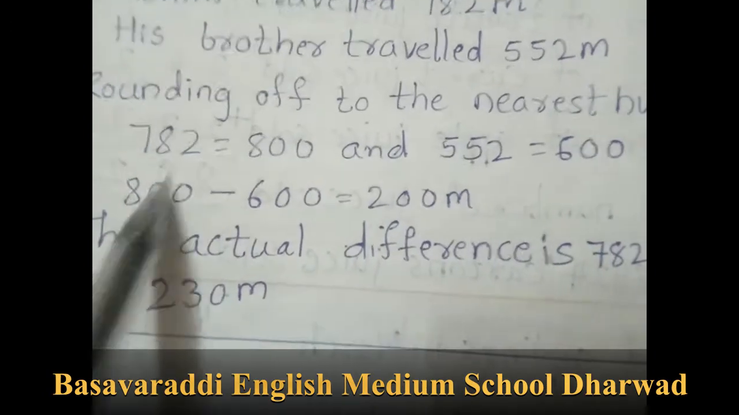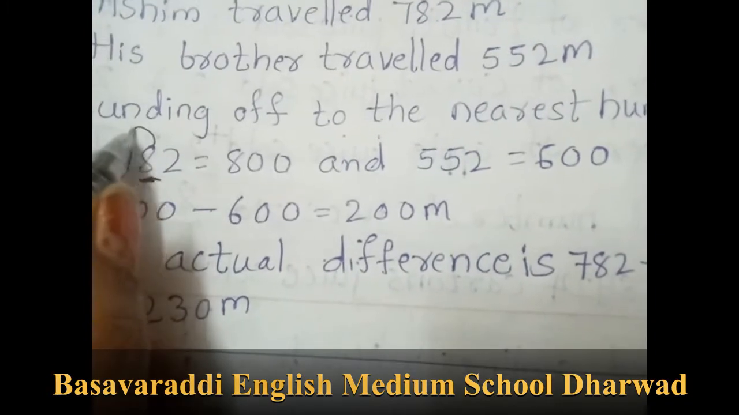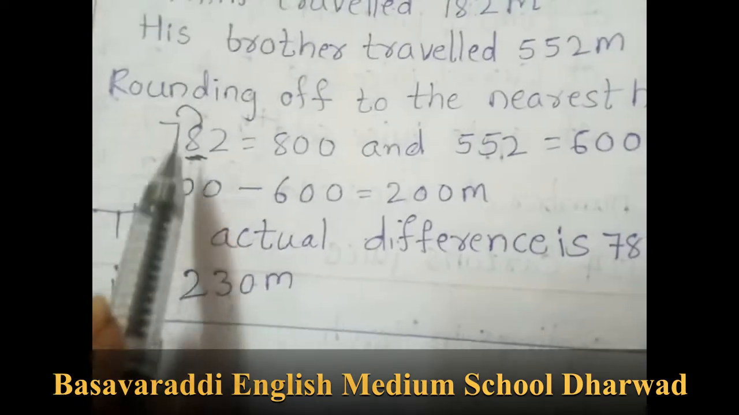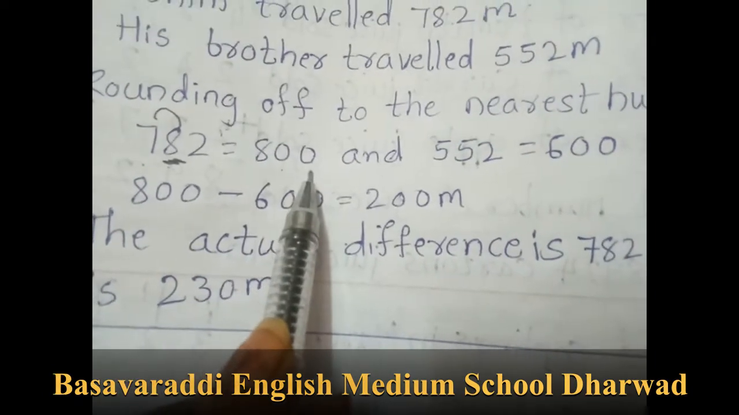Here it is the tens place, and they told us the hundreds place. So we have to round this one. We have to see the tens place, and this is a push up because 6, 7, 8, 9 push up. So we are pushing to the hundreds place. Then 7 plus 1 is 8, and the tens and ones are 0, so 800.